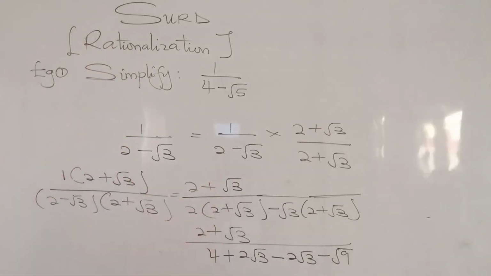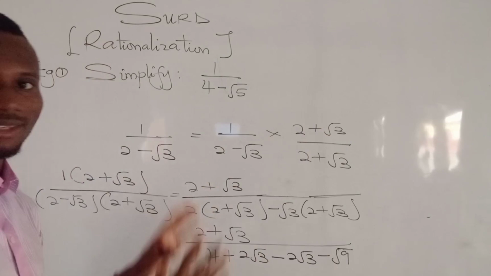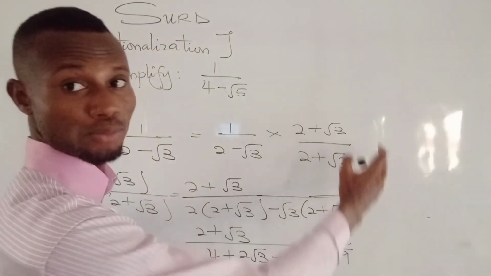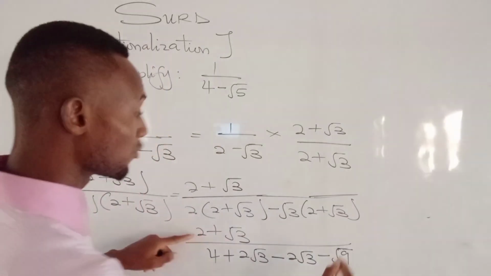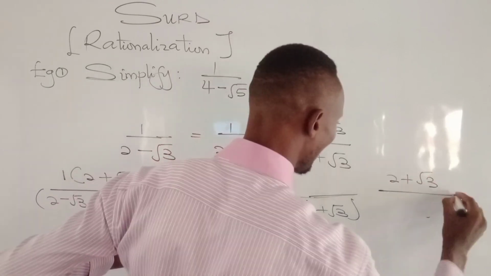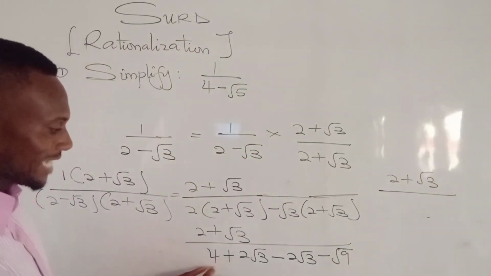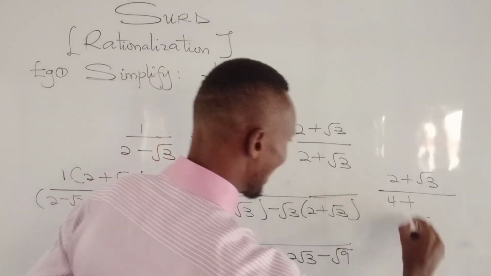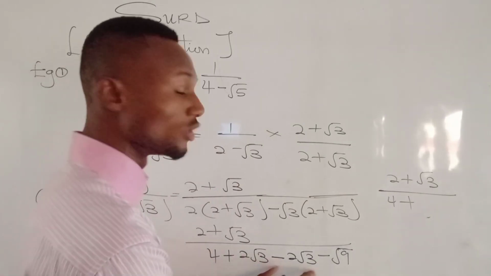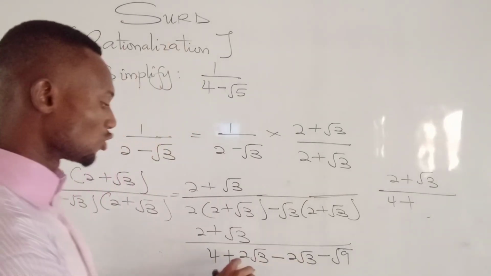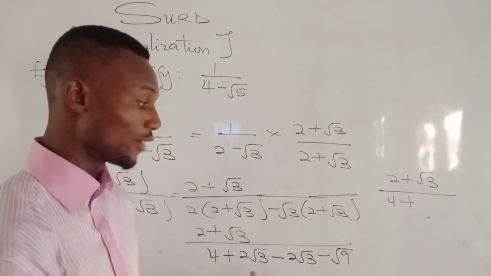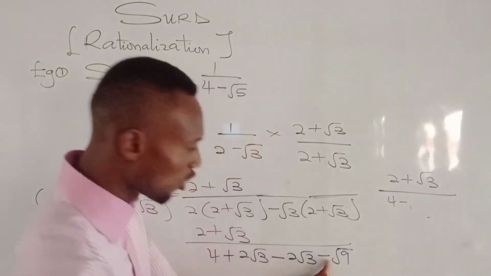Now let's go ahead and simplify further, because we can still simplify, we are not done. Let me continue from this side. I hope you can see from the board. So I'm going to repeat the top, which is 2 plus root 3, all over, then the down one, what we have here is 4 plus, you can see that we have positive 2 root 3 here, and we have negative 2 root 3 here. They are like terms, so we can simplify. Positive 2 root 3 minus 2 root 3 will cancel away, so it will be left with 0. So what will be left here is minus root 9.